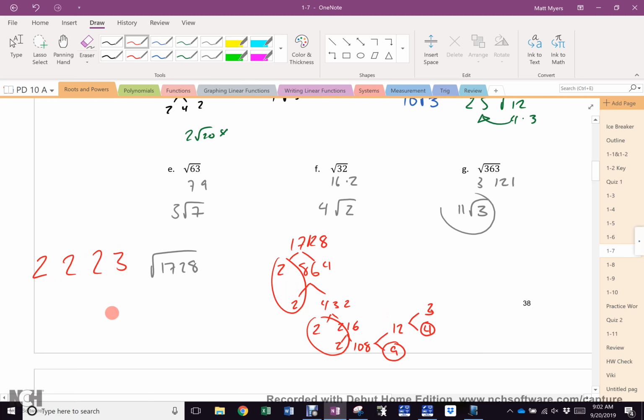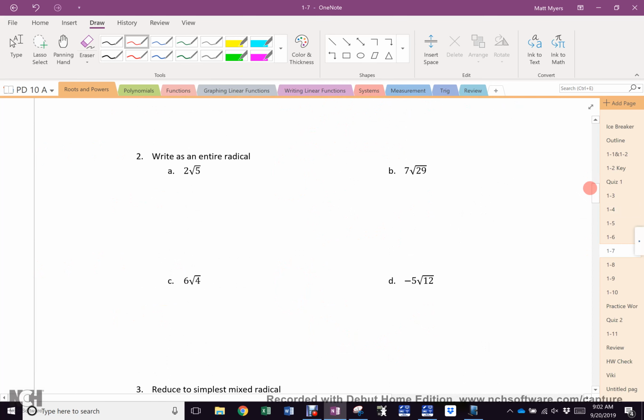What is it? 24 root. What did I leave under there? 3. So that is our new answer to that. Okay? Everybody understand? Does it matter how big the number is? No. Right? You can always break it down unless it's a prime number, right? Because prime numbers aren't going to break down. Sweet. Okay. Now, we're going to do these 4, and then I'm going to be done.